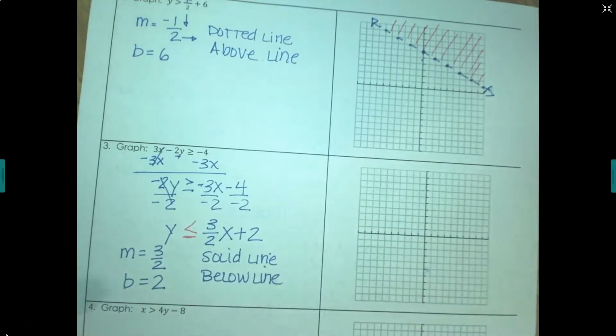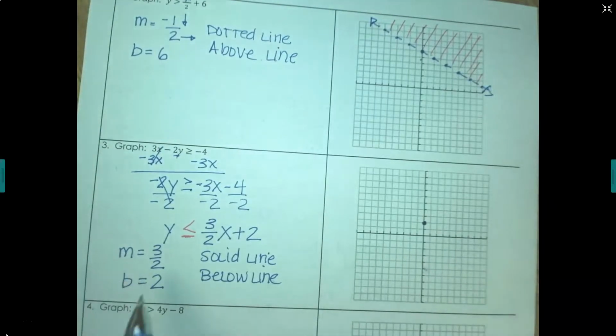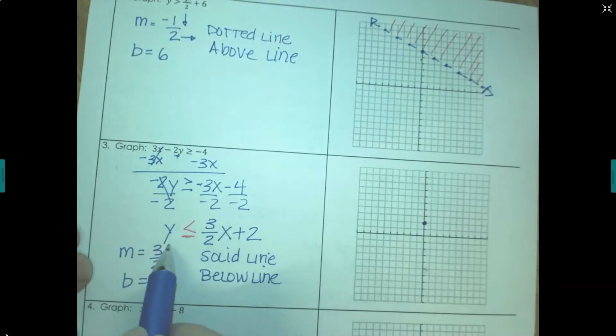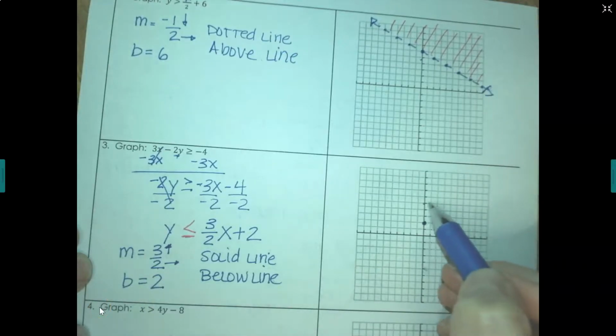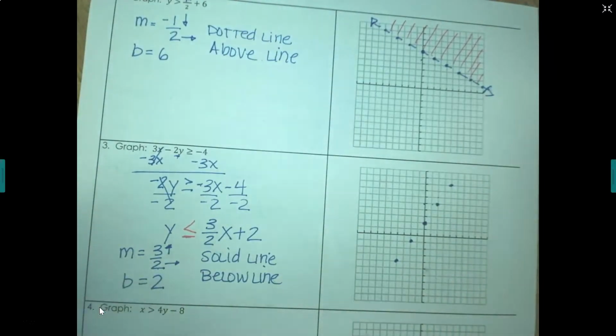All right, so now we're going to graph it. Where y-intercept is 2, so let's go to where y is 2 and put our first point. Our slope is a +3 over a +2, so +3 for y's means go up, +2 for x's means go right. So we're going to go up 1, 2, 3, right 2. I'm going to put a couple more points going down and left. 1, 2, 3, 1, 2. Okay. All right, solid line.